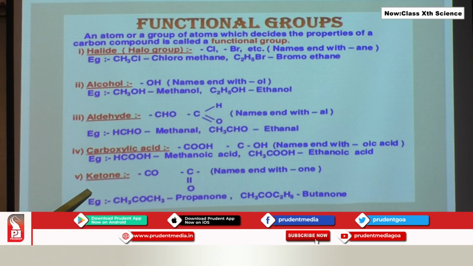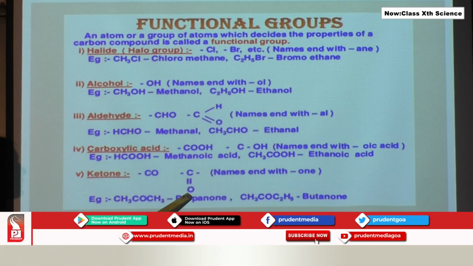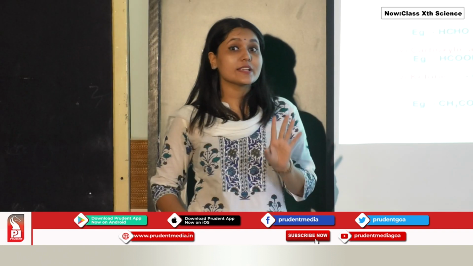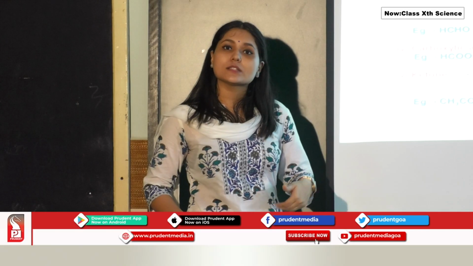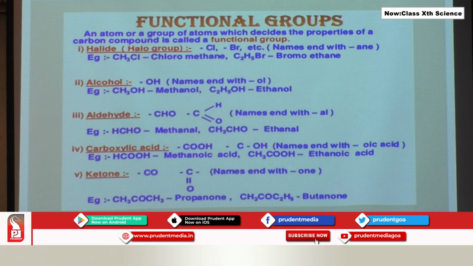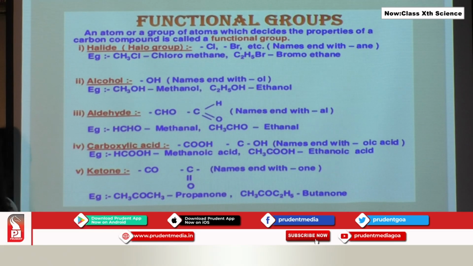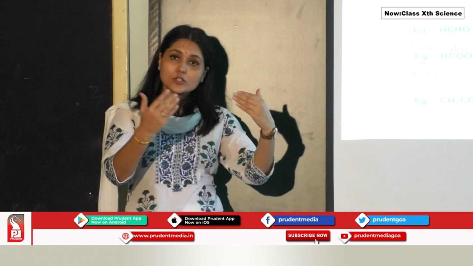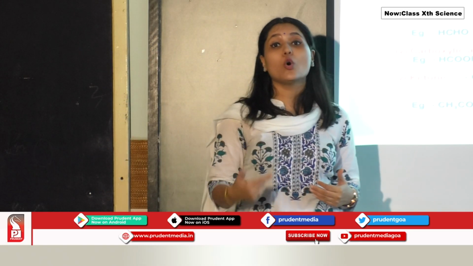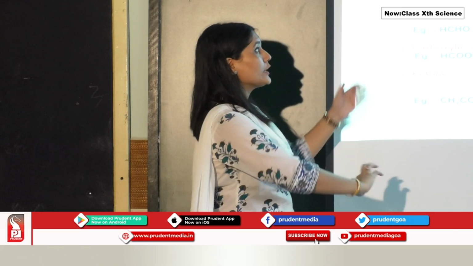The next functional group that we are having is ketone. Ketone is CO or C double bond O and its name ends with -one. It's not pronounced as one, but it is being pronounced as -one. So here we are having CH3COCH3, that is propanone, and butanone. So you see the presence of various functional groups changes the property of the compound, and so also you have to change the names of those compounds depending on the functional group.